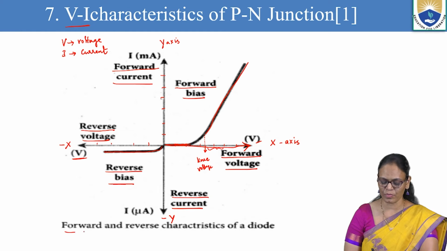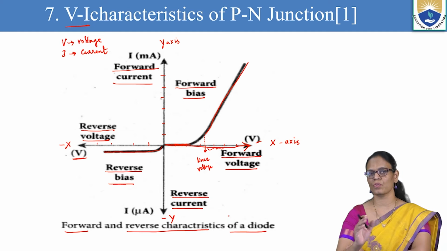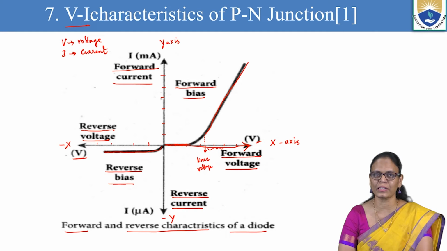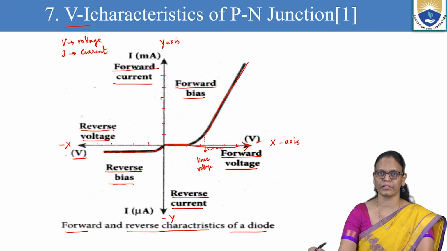So these are the forward as well as the reverse characteristics of a PN junction diode. Whenever you are asked a question on VI characteristics, you will have to draw the graph and explain the forward as well as the reverse characteristics very clearly.